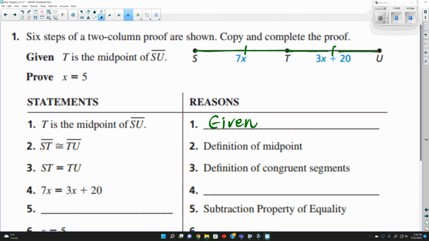That's just the definition of a midpoint. That's what a midpoint is, yes? So that's what we can say, because I know that about a midpoint. So we know that ST is congruent to TU. It divides it into 2 congruent segments, yes? If 2 segments are congruent, it means their lengths are the same. So since they were congruent, we can say that their lengths are equal.